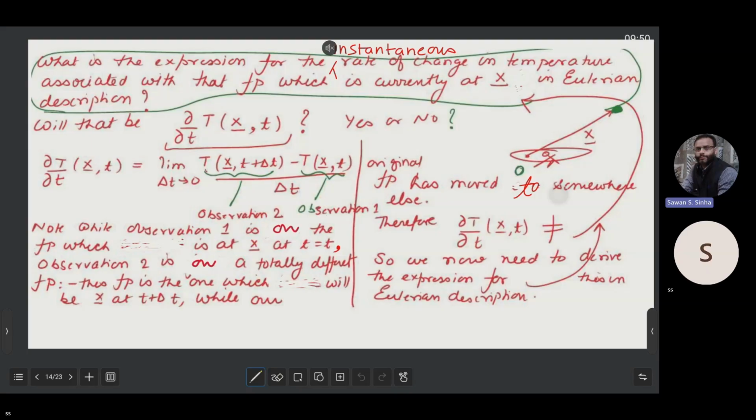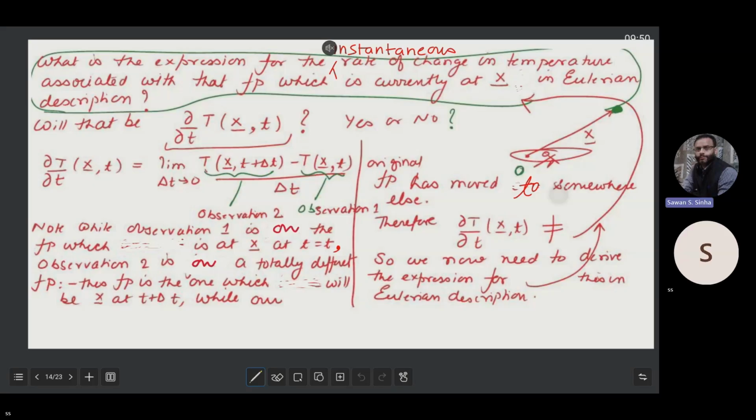Now come to Eulerian description, and I raise another question. Mind you, this is not exactly the same question that I raised earlier, but it is a similar question. Please read that sentence, the English sentence in there. Instantaneous rate of change of temperature associated with that fluid particle which is currently at x in Eulerian description. Not exactly the same, but similar.